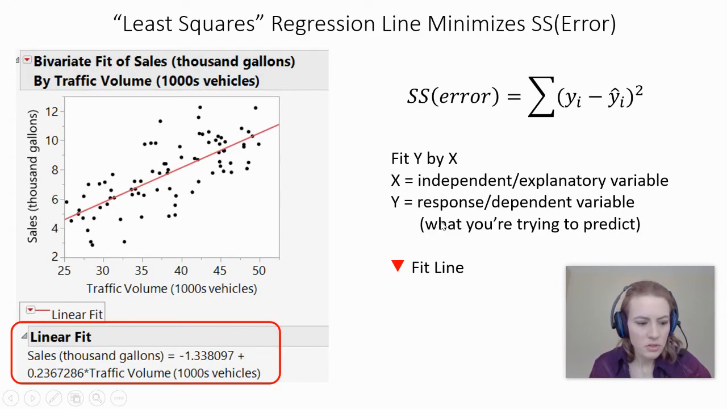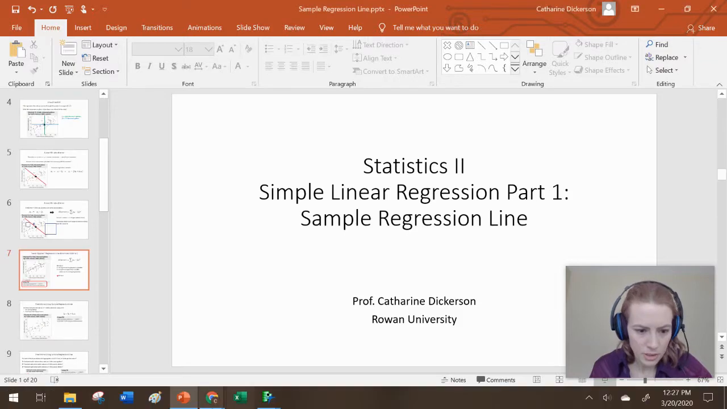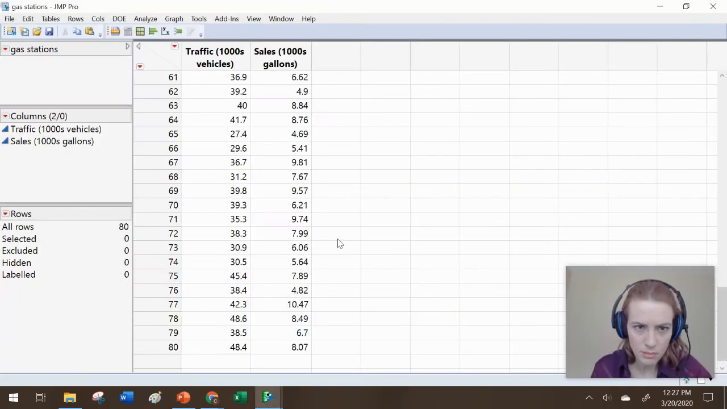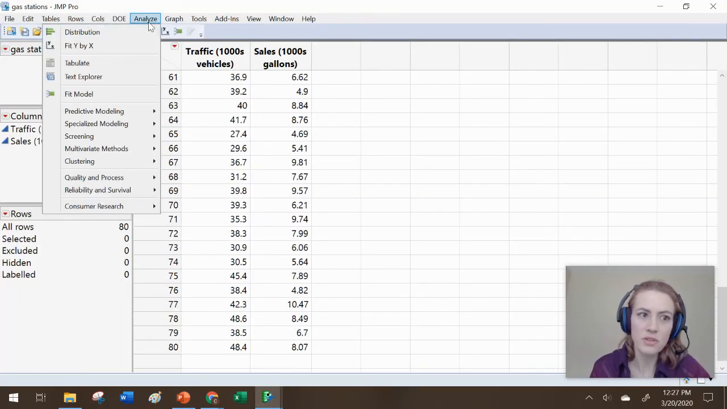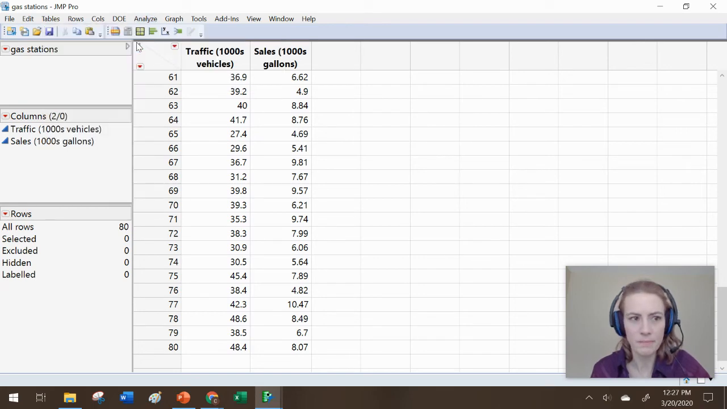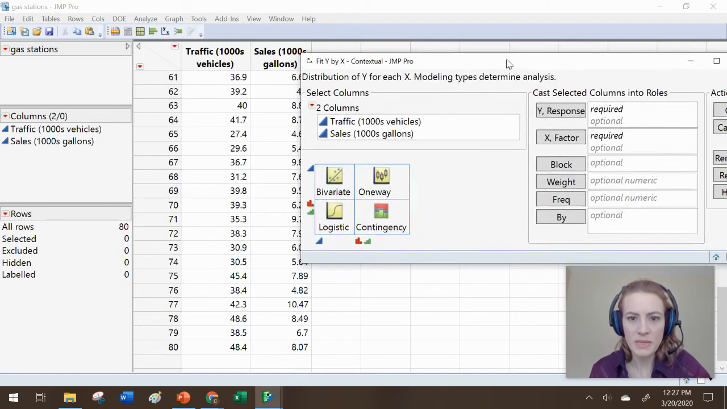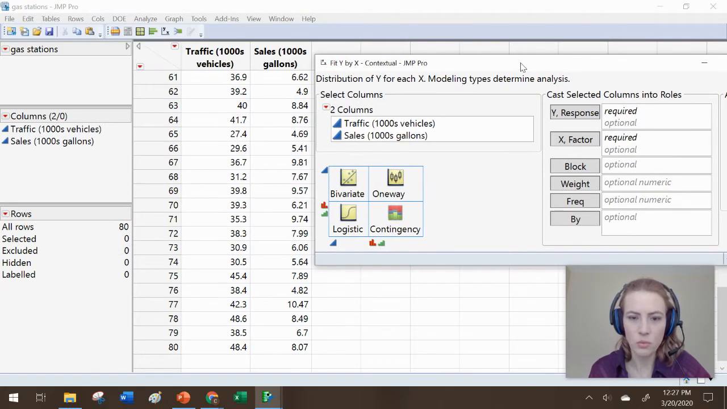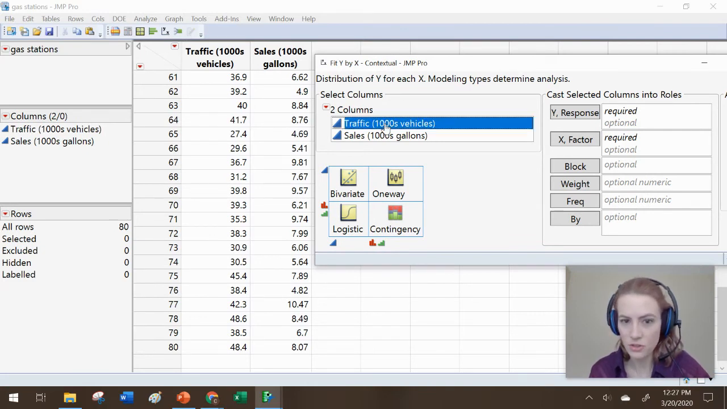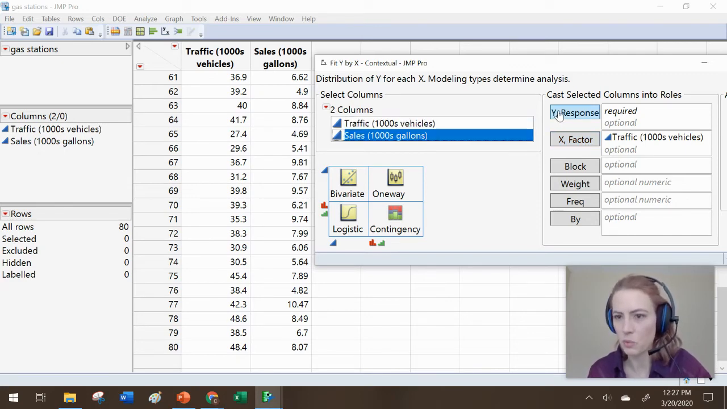All right, so to get this line to appear in JMP, I'm on my gas stations. We're going to use Analyze, Fit Y by X. And just be careful what you assign as x and what you assign as y. So we want to use the traffic, so that'll be x, to predict the sales. The thing you're predicting is always going to be y.